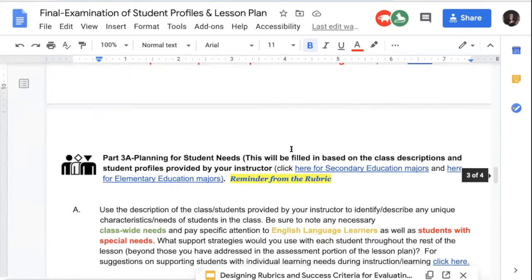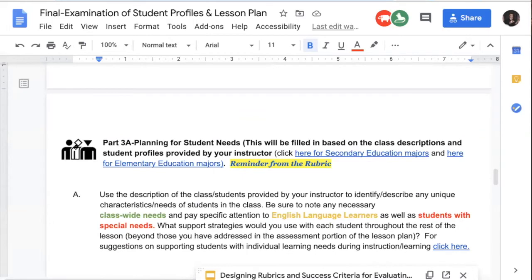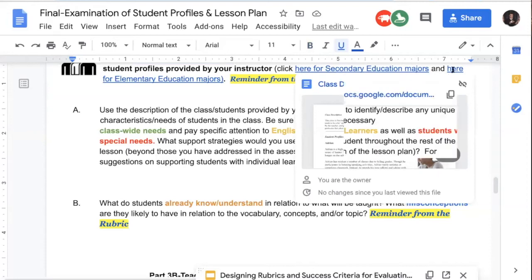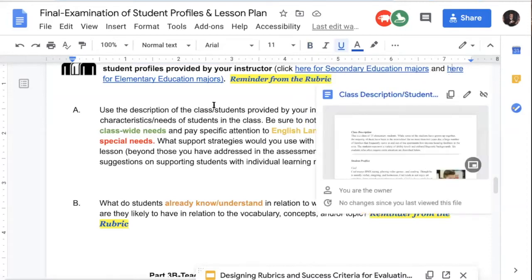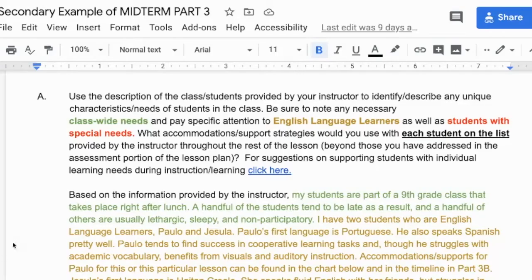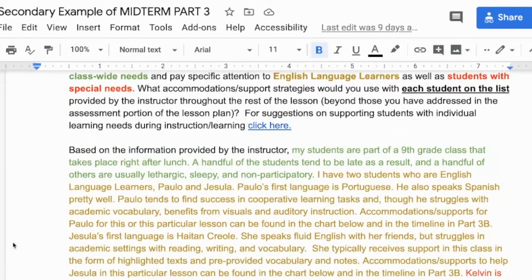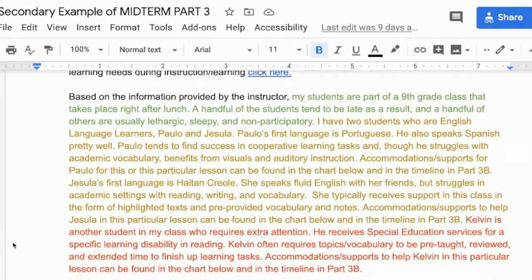Okay, for Part 3, we want to make sure that we're planning for student needs and that we're designing the instruction. So you look at the list of your kiddos for secondary or the list of your kiddos for early childhood or elementary, and then you're going to summarize what are the class-wide needs, what are the needs of your English language learners, as well as your students with special needs.